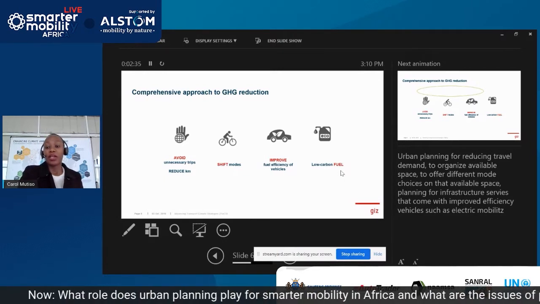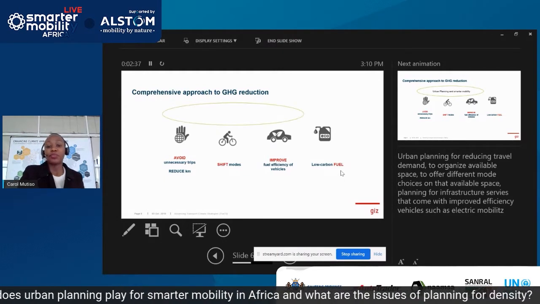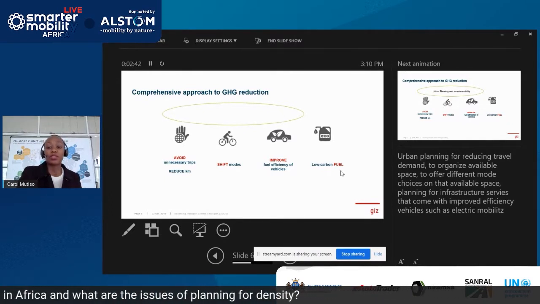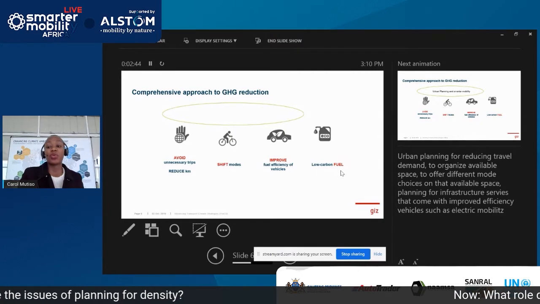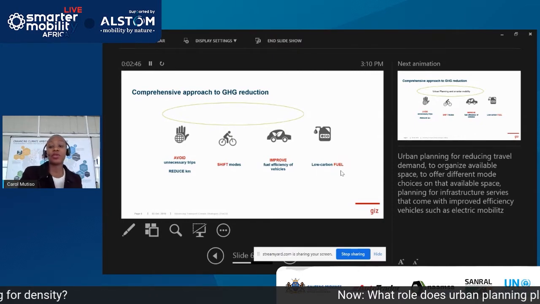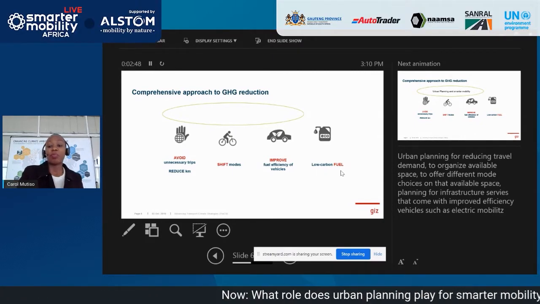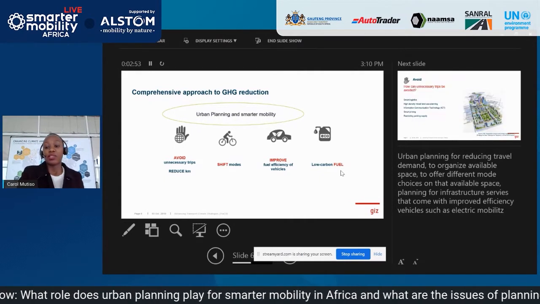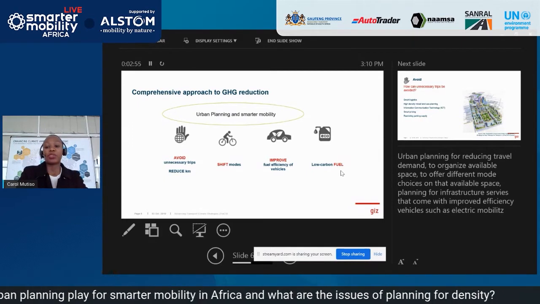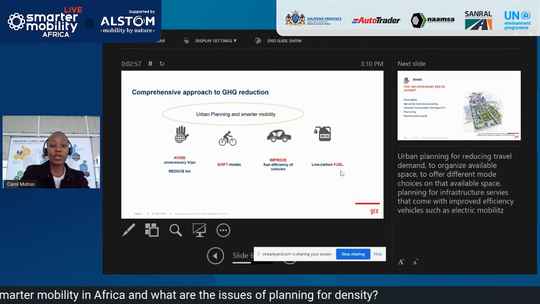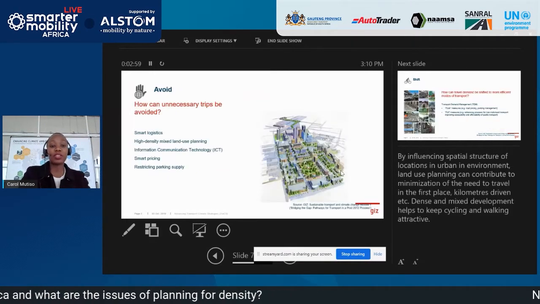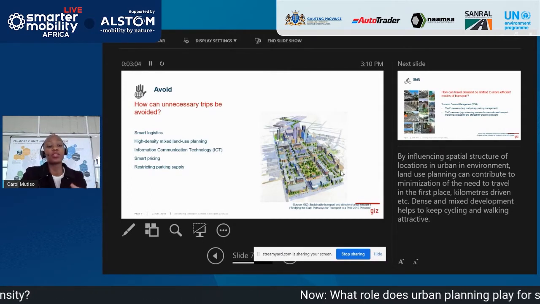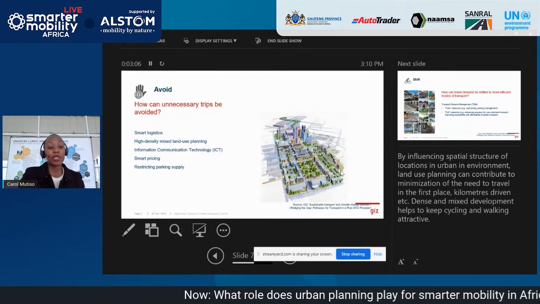And urban planning for reducing travel demand, to organize for available space to offer different mode choices. When you look at different choices of transport that are available, planning for infrastructure is at the core of that. And that is where now the aspect of urban planning and mobility comes in. And how we avoid the unnecessary trips, this is now some of the ways we have to think about how we plan for smart logistics.